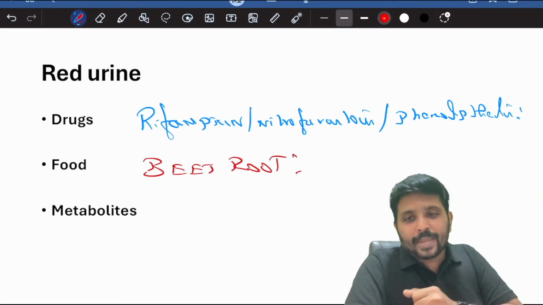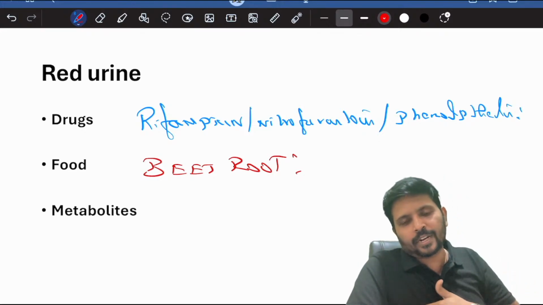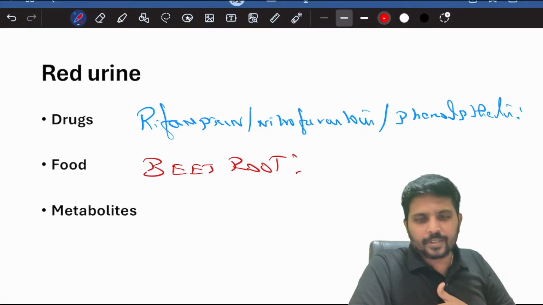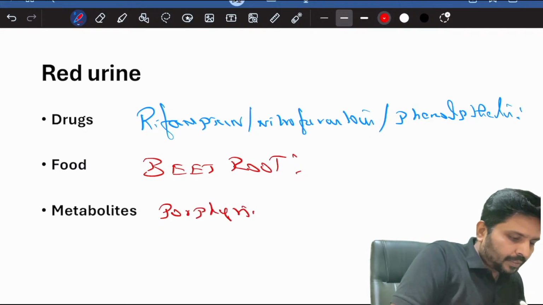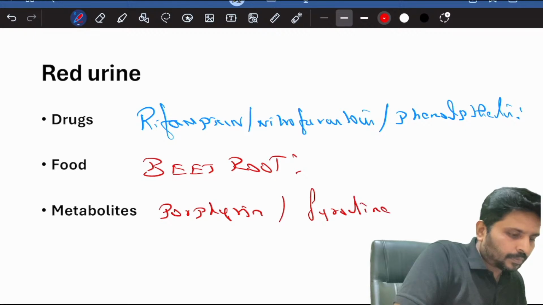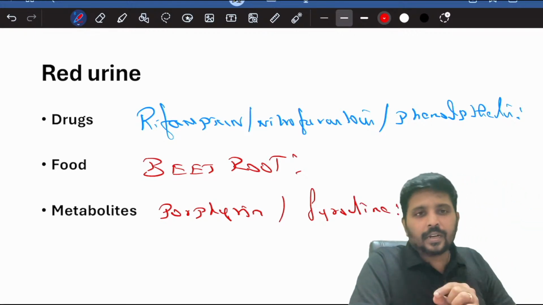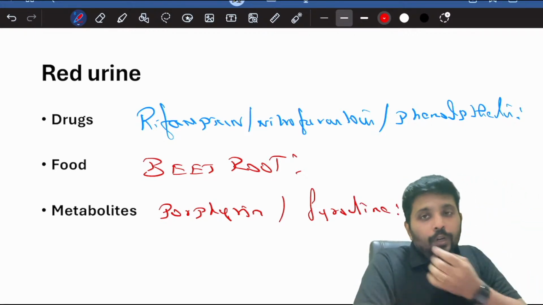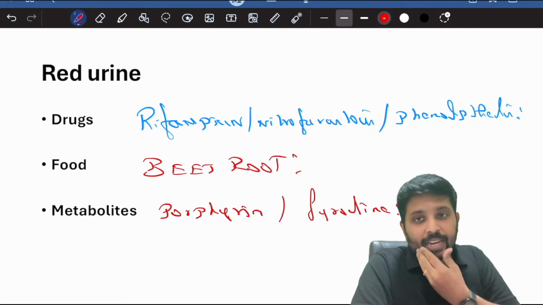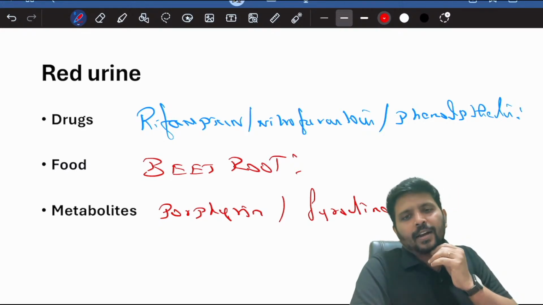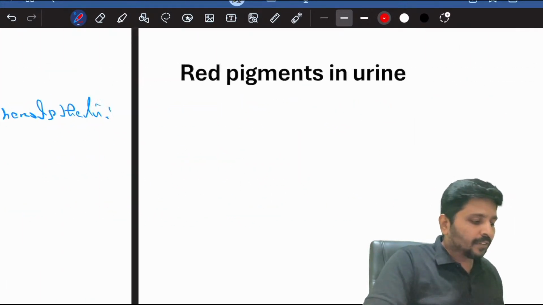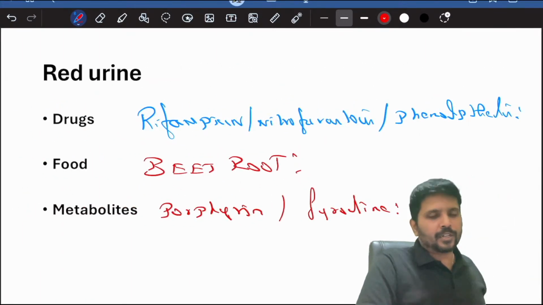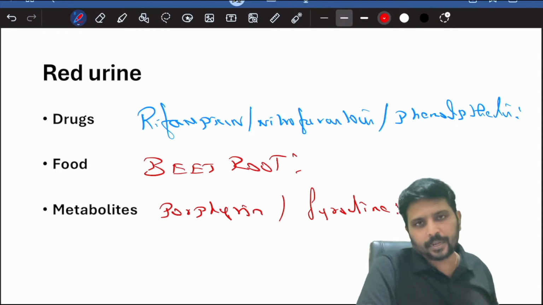Can you tell me any metabolites that can cause red colored urine? Yes, two metabolites. One is porphyrin. The second one is tyrosine metabolites. So these are all the things that have to be ruled out before going to investigate a case for urine for RBC. Right. So the first thing is something which imparts red color to urine: drugs, foods, metabolites.